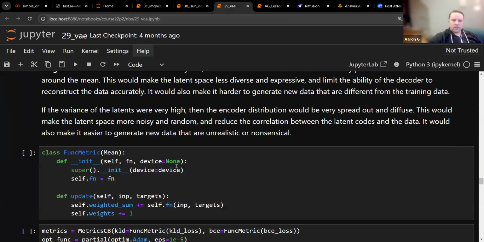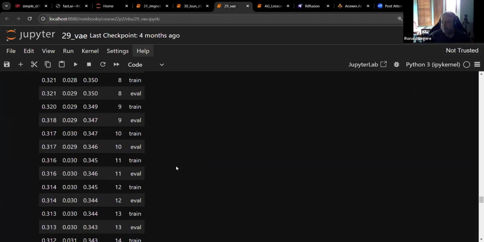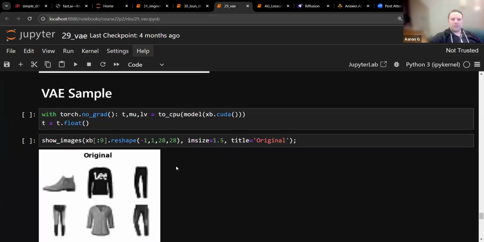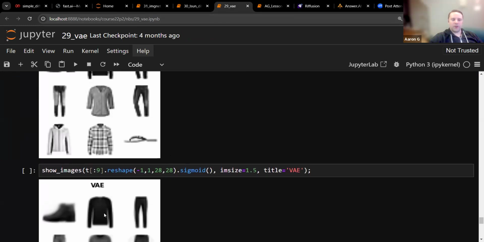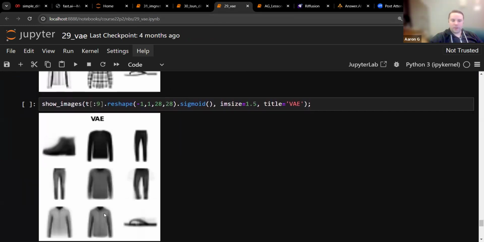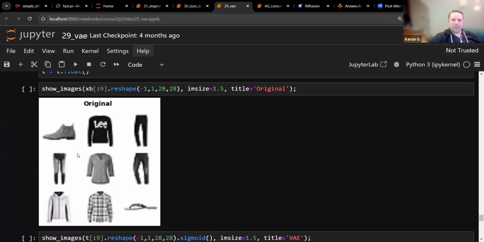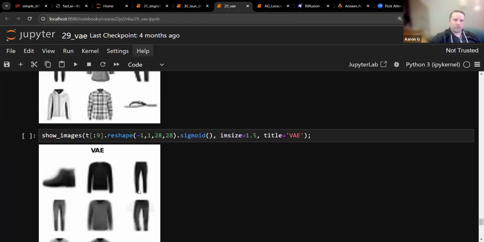Let's see. He talks about how the VAE itself, when you try to just decompress your training examples, is actually worse than the autoencoder, which makes sense. And that's what I'm showing here. These are the same 9 images that we looked at before.